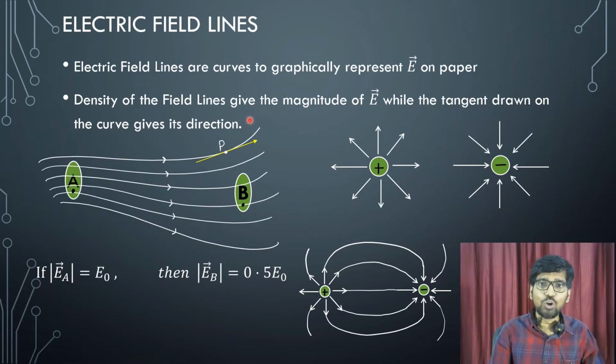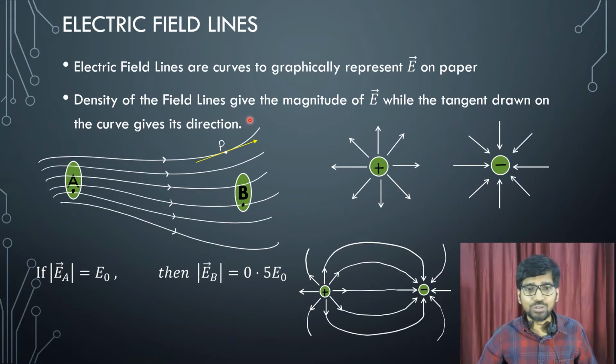Fine. So what have we learned? We have learned that the magnitude of electric field at a certain point will be proportional to the density of electric field lines. Fine. And what about the direction? Imagine that you wish to calculate the direction of electric field at this point P. You will simply draw a tangent to it and the tangent will give you the direction of electric field.